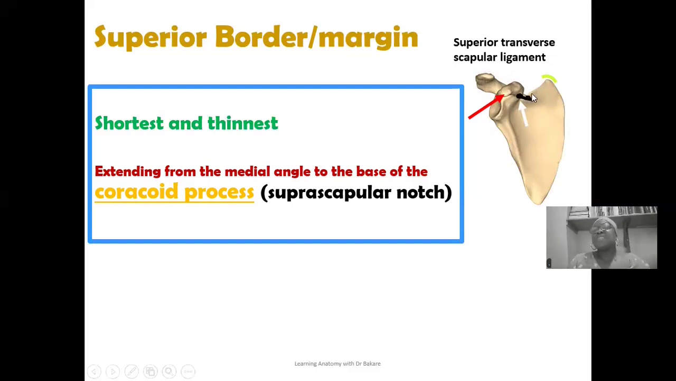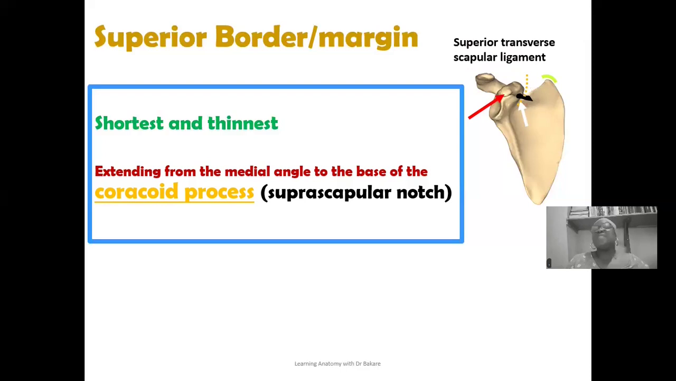The superior transverse scapular ligament transforms this indentation, which is the suprascapular notch, into a foramen, creating a passageway for a nerve. And the nerve that passes through it is the suprascapular nerve. This is the suprascapular nerve here, highlighted in dotted yellow. This is what passes through the foramen that is created by the suprascapular notch.